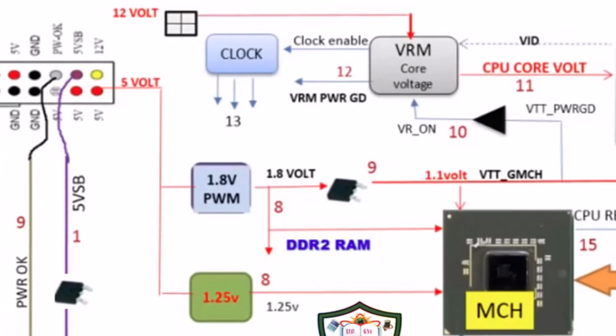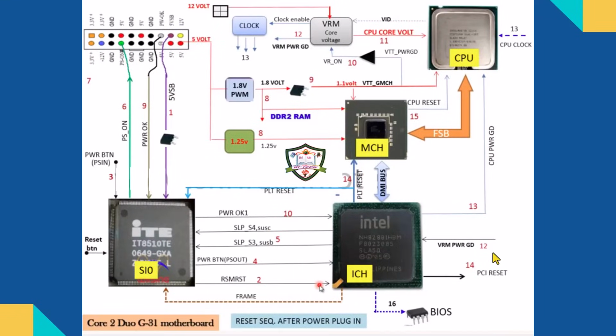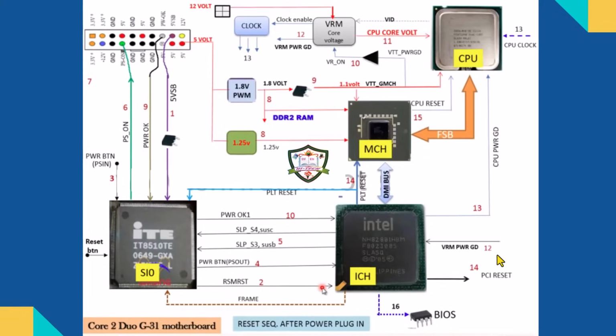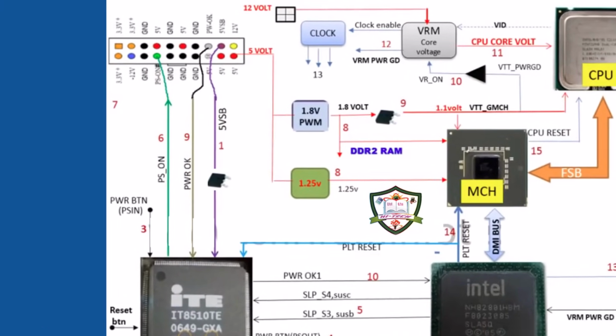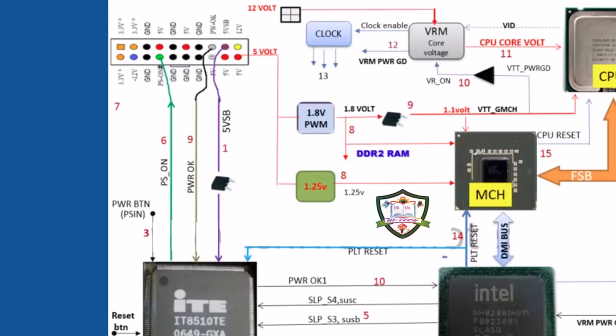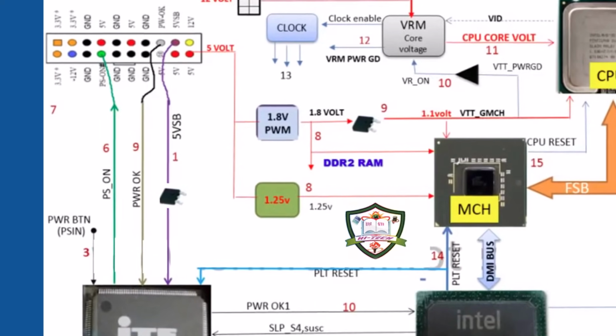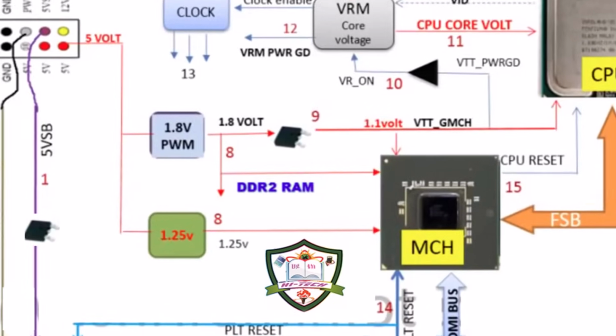Shown here is Step 7. Now that the main power is flowing, we enter the voltage regulation phase. In Step 8, the 1.8 volts PWM and 1.25 volts regulators start, providing power to the DDR2 RAM slots. Step 9 involves the creation of the VTT_GMCH voltage, which is 1.1 volts, feeding both the CPU and the MCH Northbridge.